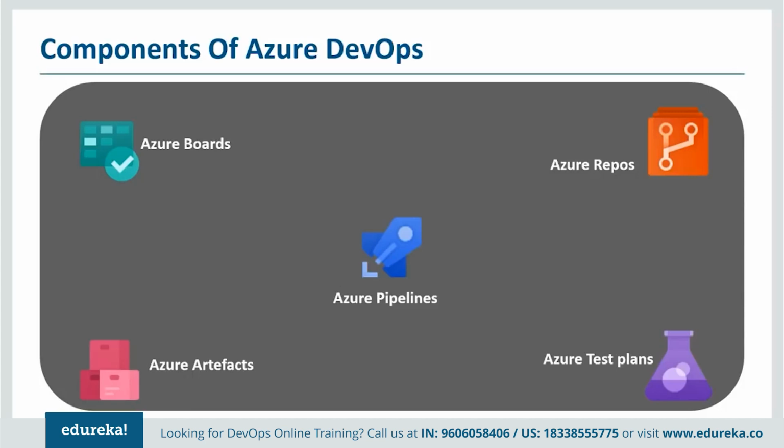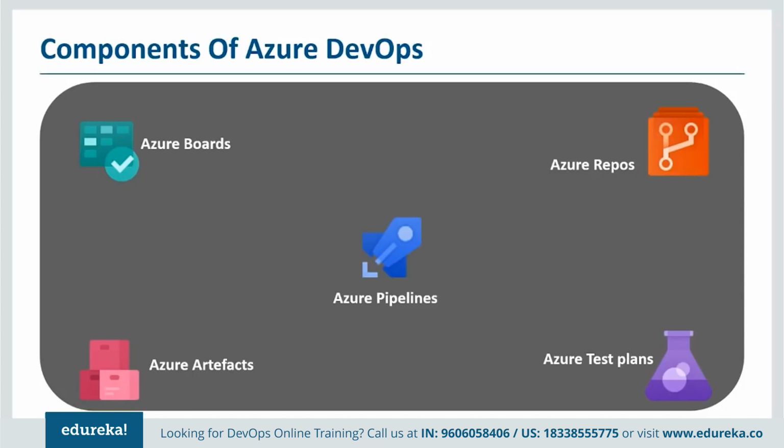So that can be taken care of in the Azure repos. If you are releasing something to the UAT environment, you need, let's say, an approval from your team lead, or you need an approval from the program manager. So all these approvals are by default built into all these services.